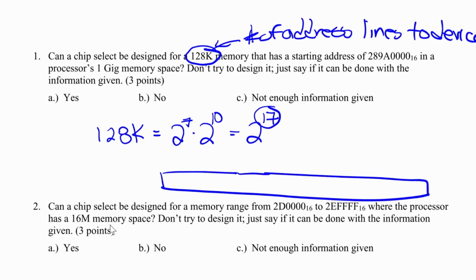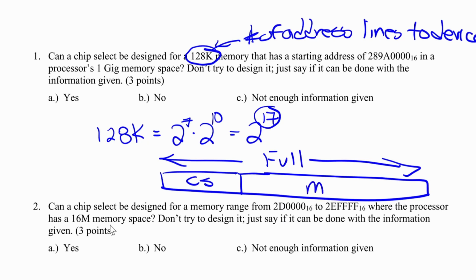So if you're looking at the three pieces, we've got the full address, you've got the chip select bits, and then you've got the memory device bits, right? Well, if we've got the number of address lines, we know this piece right here. We know the number of bits going to the memory. So we still have two more pieces to figure out. We still need to know the full address and the chip select. Well, let's see if we've got that piece.